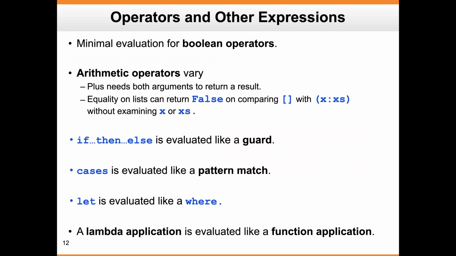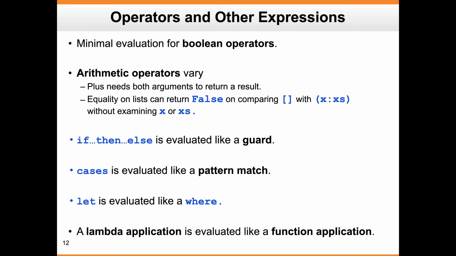Now, we talked about the lazy evaluation of function applications. Let me say 2 words about the semantics of evaluating built-in operators and other expressions. Boolean operators have this minimal evaluation semantics, as we also have in Java. Arithmetic operations vary depending on the operator. So plus needs both operands in order to evaluate. So we'll need to evaluate both arguments before computing the result of plus.